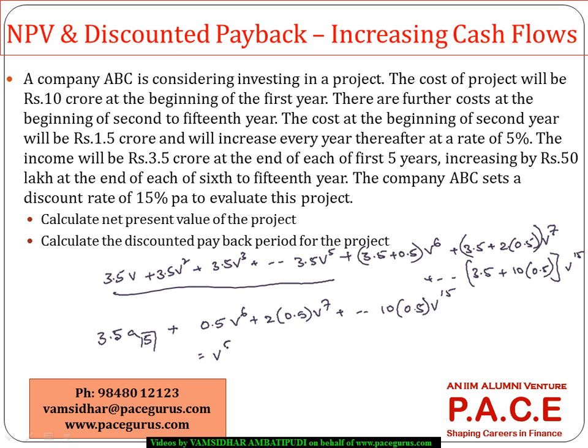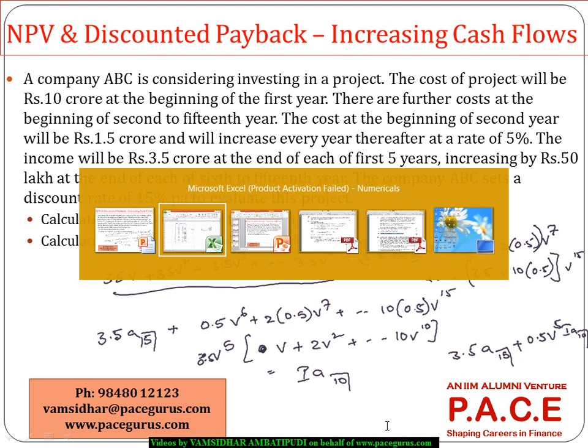So from this, if I take 0.5 V^5 out, all I am getting is V plus 2V squared plus so on, 10 V^10. So this part is nothing but IA10. So I'll take it as 3.5 A15 plus 0.5 V^5 IA10. This will give me the necessary values for the cash inflows.